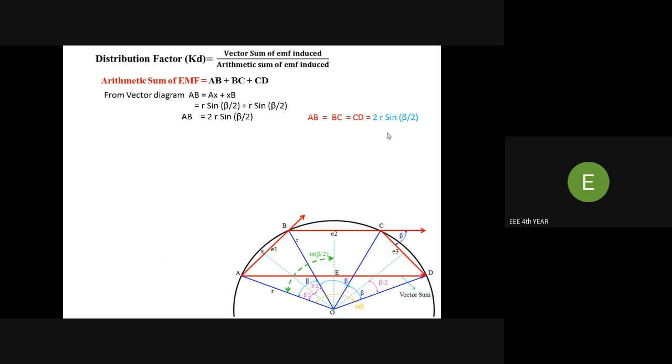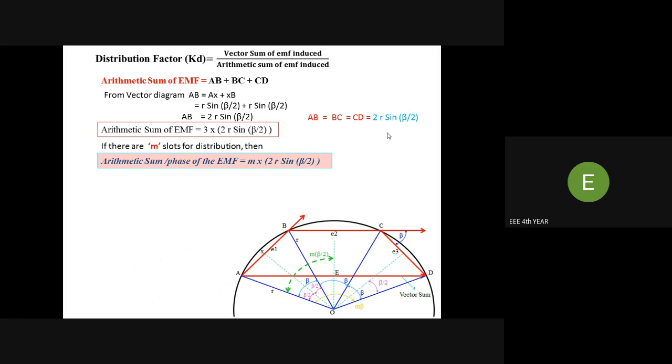Here AB equals BC equals CD equals 2R sin beta by 2. So the arithmetic sum of EMF equals 3 times 2R sin beta by 2. If there are m slots for distribution, we can multiply by m also. The arithmetic sum of EMF for the phase equals m times 2R sin beta by 2, where m equals 3.